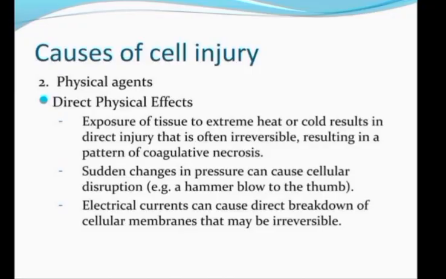Physical agents directly cause cell and tissue damage. This includes thermal injury caused by excessive heat or cold, mechanical trauma such as road traffic accidents and injuries, radiations including ultraviolet rays and ionizing radiations, electrical injury due to electrical shock, and sudden changes in atmospheric pressure. All this mainly depends upon the intensity and duration of the exposure.